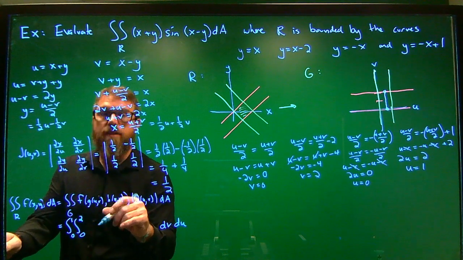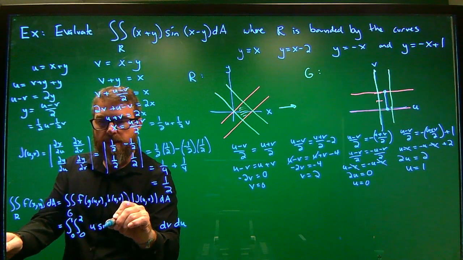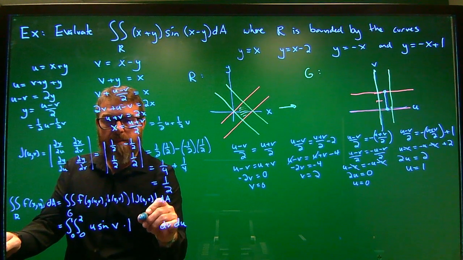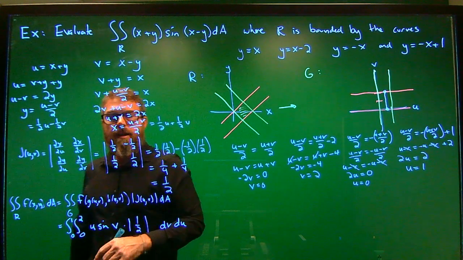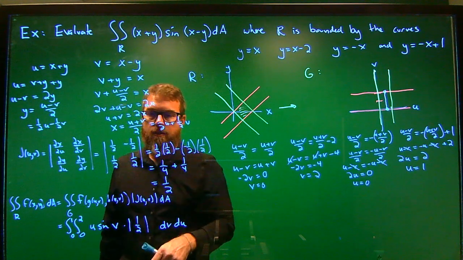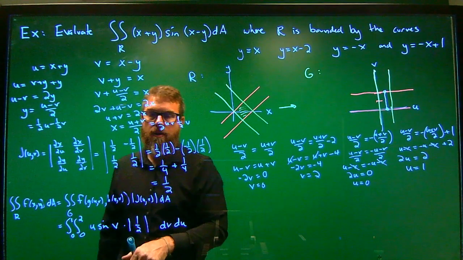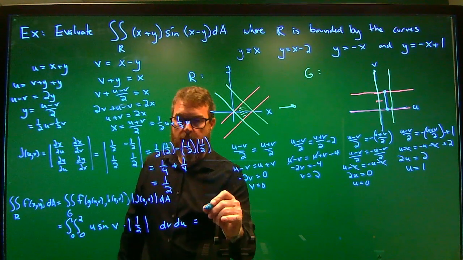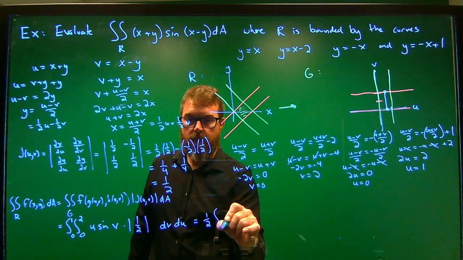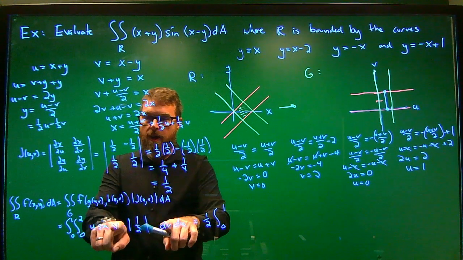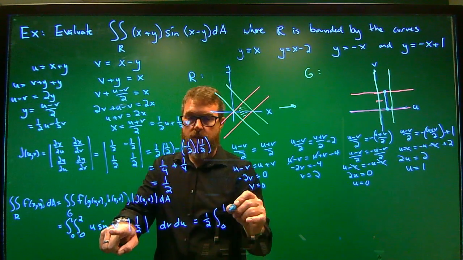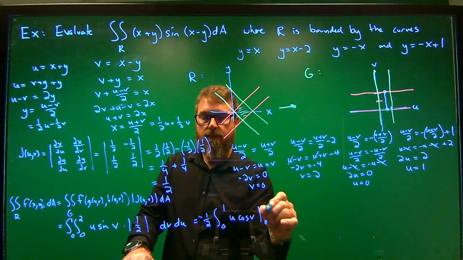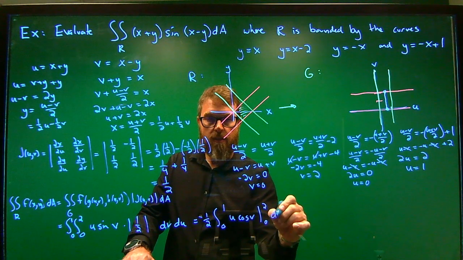x plus y is going to be equal to u. x minus y is going to be equal to v. And then we have to multiply by the magnitude of 1/2, or the absolute value of 1/2. The absolute value of 1/2 is 1/2, so it's going to be redundant here. But if you do get a negative, you have to change its sign. So pulling out that 1/2, and then also integrating from 0 to 1, the integral of the sine of v with respect to v is going to be negative u cosine of v evaluated from 0 to 2 du.